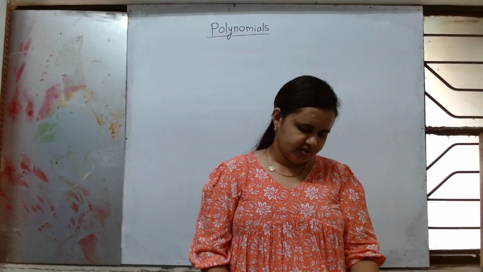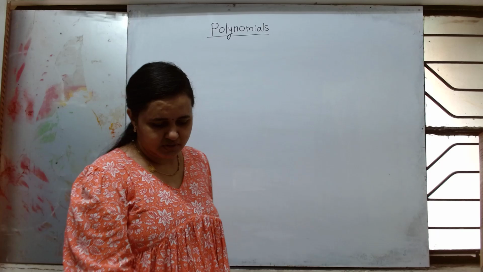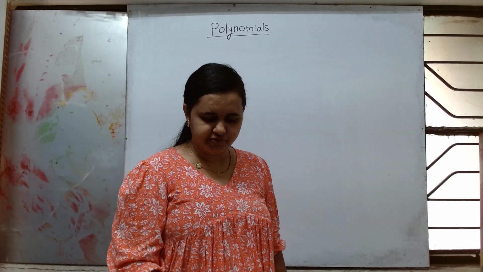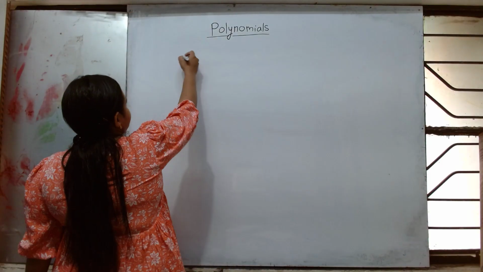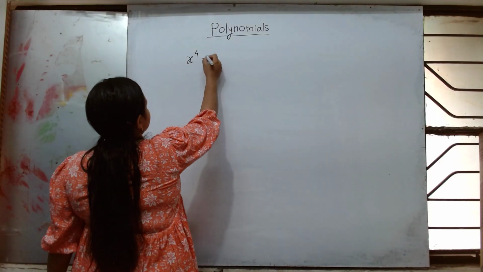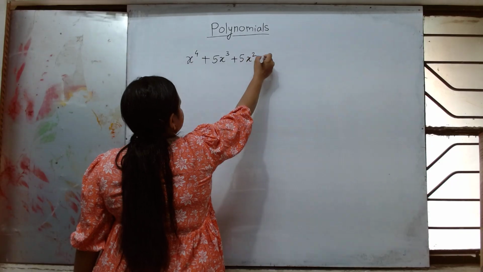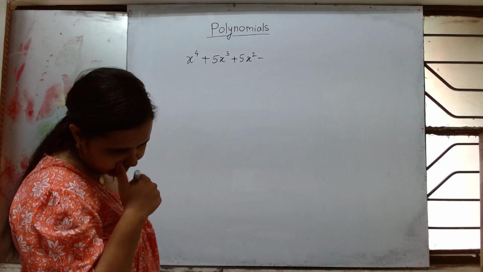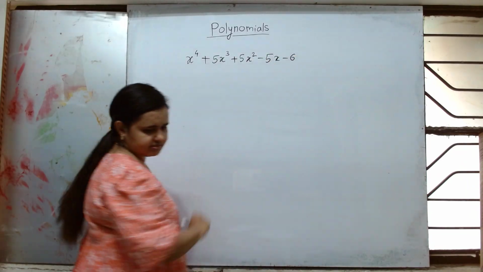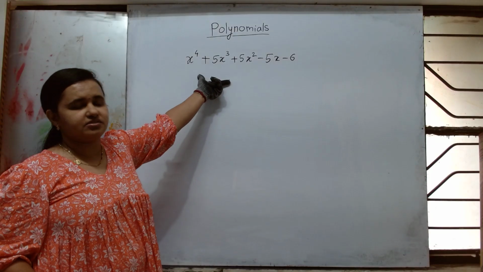Now 18th one. The factor theorem, one of the factors of. We have to calculate the factors of the expression given. It is a multi-correct choice question, so we have to check all the factors. x to the power 4 plus 5x cube plus 5x square minus 5x minus 6. This polynomial is given and we have to find the factors of this.